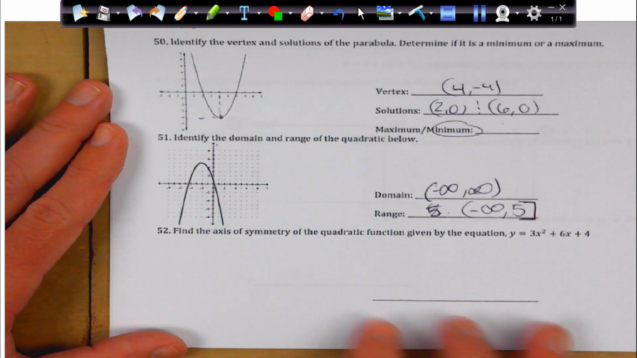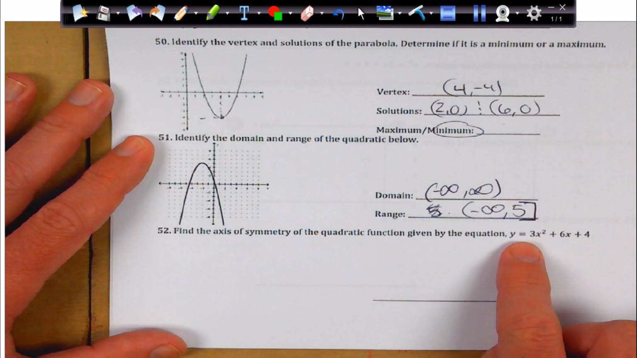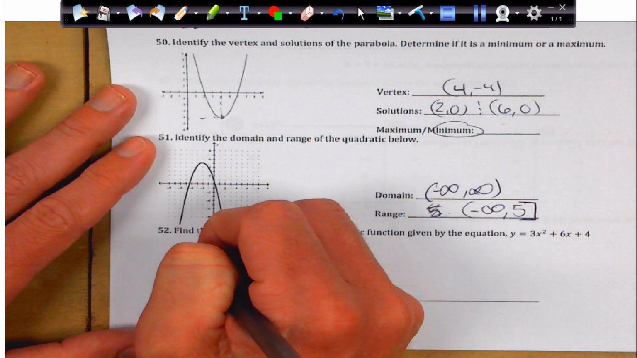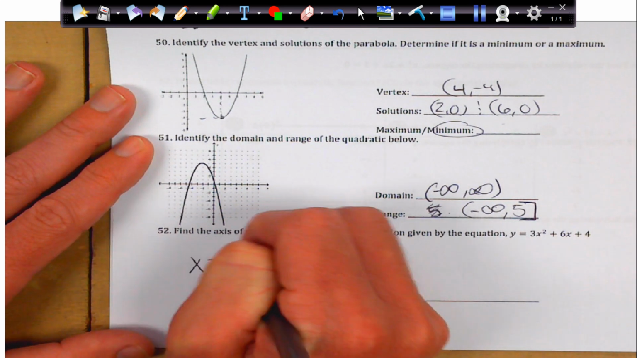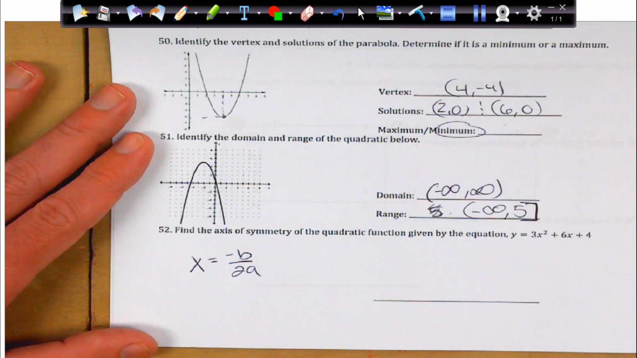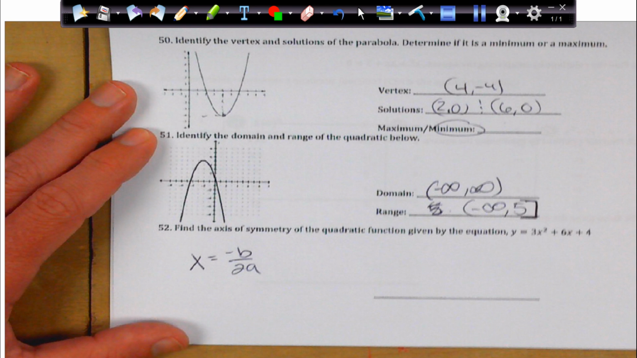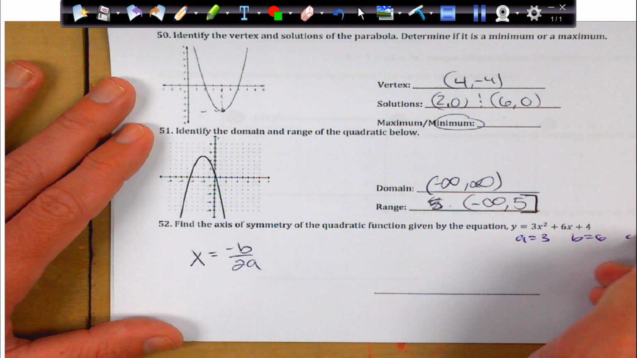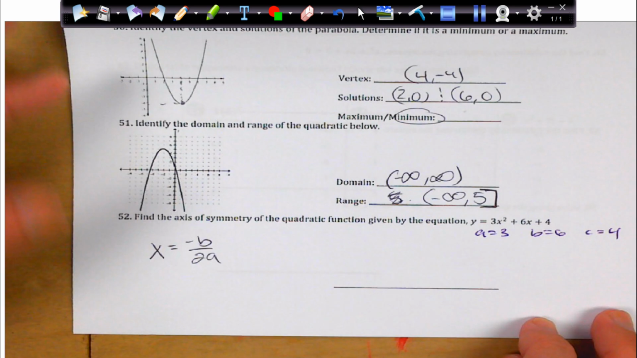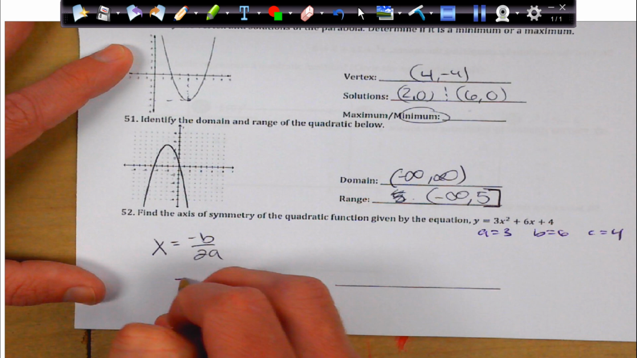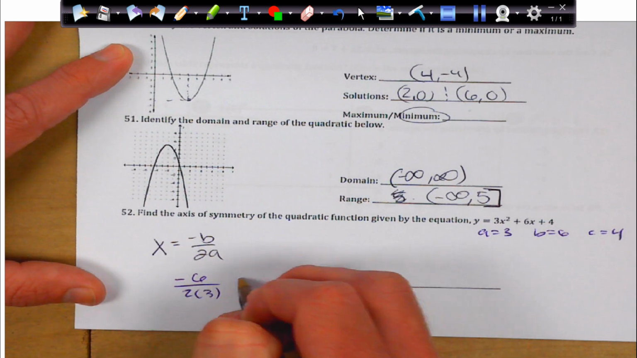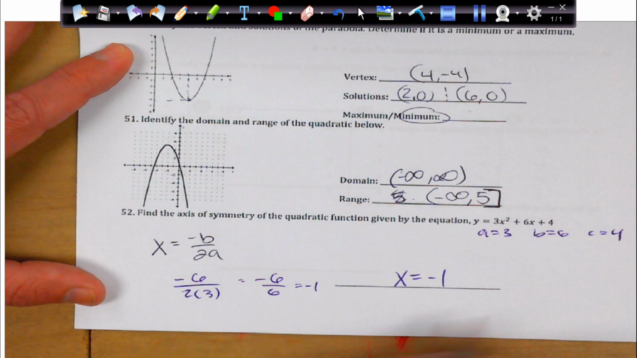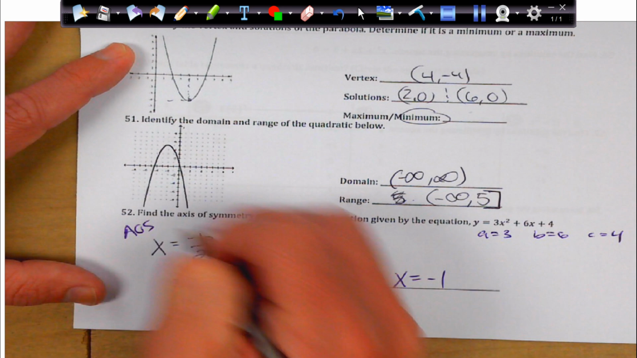All right, find the axis of symmetry of the quadratic function given by the equation y equals 3x squared plus 6x plus 4. So we have this little equation which gives us the x value, which is negative b over 2a, and the x value of our vertex is the same as our axis of symmetry. So we can just plug this in. a is 3, b is 6, and c is 4. Not that we need this c, but that is there. So we get negative 6 over 2 times 3, which is negative 6 over 6, which is negative 1. So our axis of symmetry is x equals negative 1. Good thing to have on your note card, the axis of symmetry.